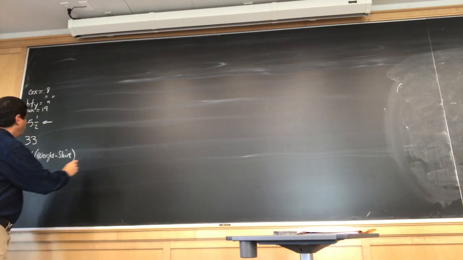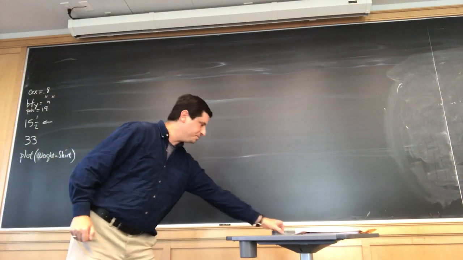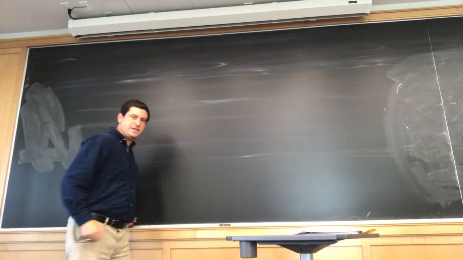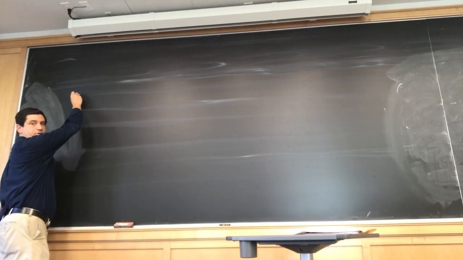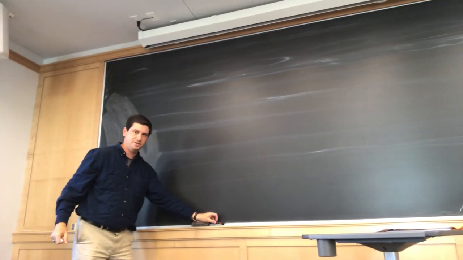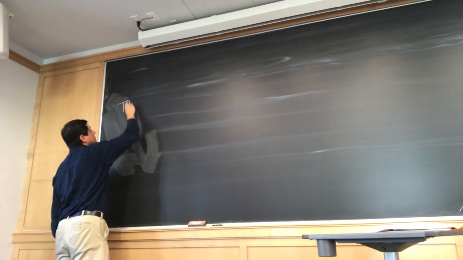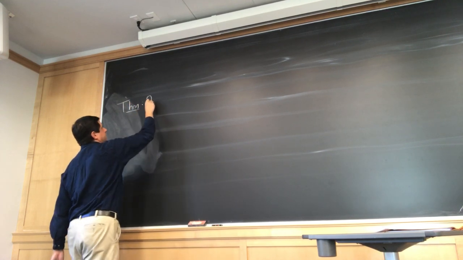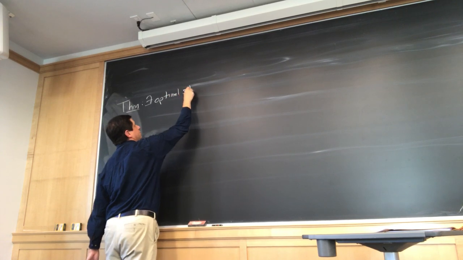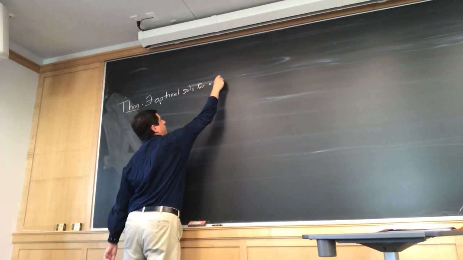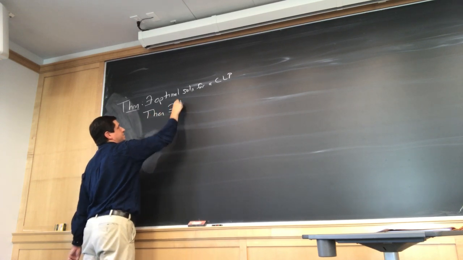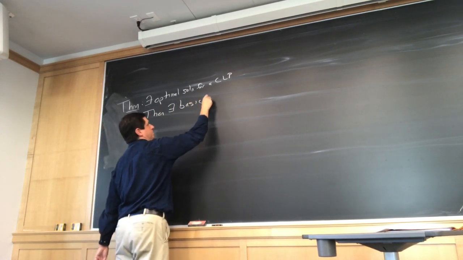All right, so what is the theorem we're going to do today? We're going to start with, let's make sure I'm in focus. Nope. So we will start with the theorem: if there exists an optimal solution for a canonical linear programming problem, then there exists a basic optimal solution.